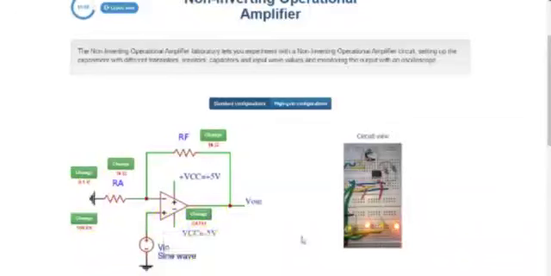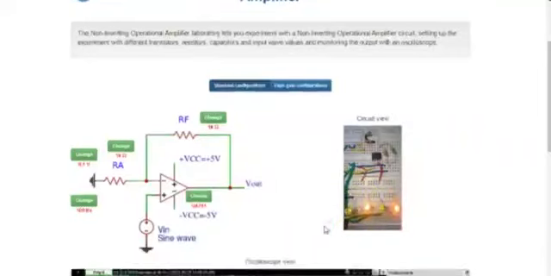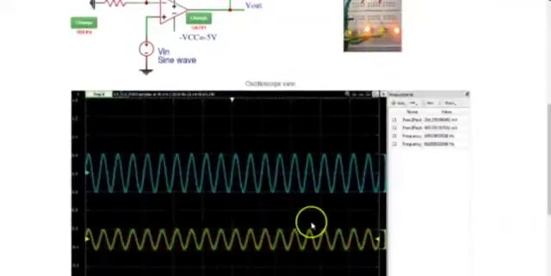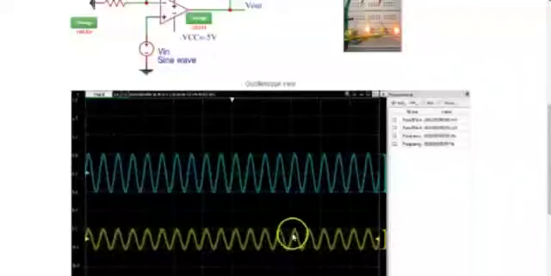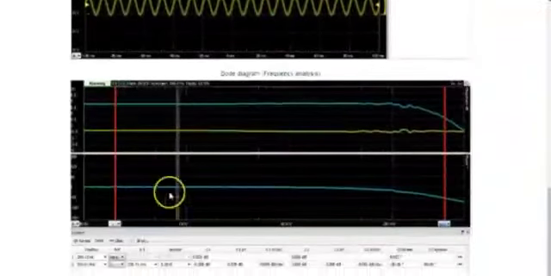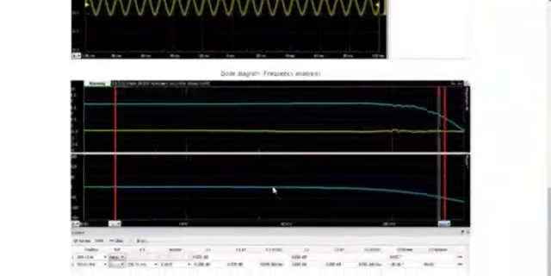The circuit view shows the real-time implementation of non-inverting operational amplifier on the breadboard. The LEDs indicate which combination is being in action at the given time. Oscilloscope view shows the time response of the non-inverting operational amplifier. Oscilloscope has 2 waveforms where yellow corresponds to input and the blue corresponds to output waveform. The Bode diagram shows the frequency response of non-inverting op-amp.